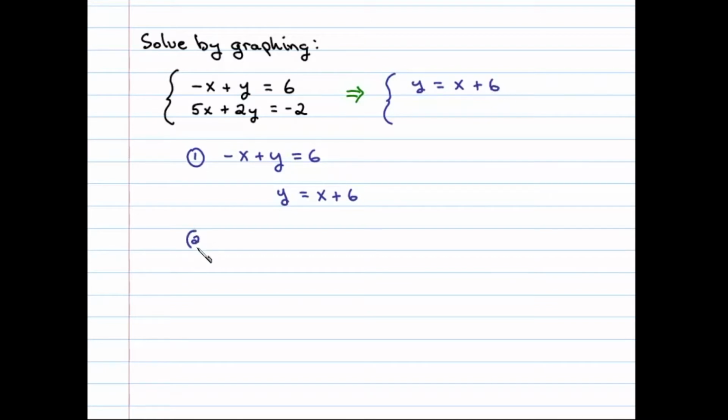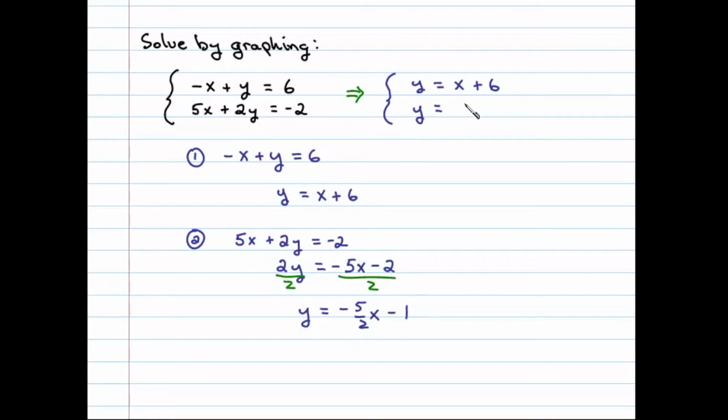Next, let's do the same thing and solve for y on the second equation. In this case, we have 5x plus 2y equals negative 2. Here we will subtract 5x on both sides. That leaves us with 2y equals negative 5x minus 2. Dividing by 2, we have to take care to divide both of these terms by 2. And that leaves us with slope-intercept form. y equals negative 5 halves x minus 1. And so we can write that in for the second equation.